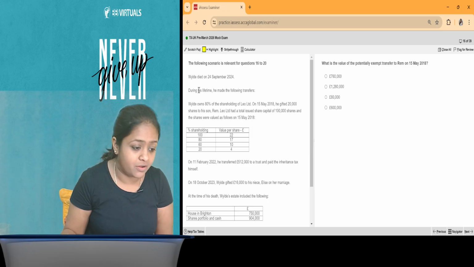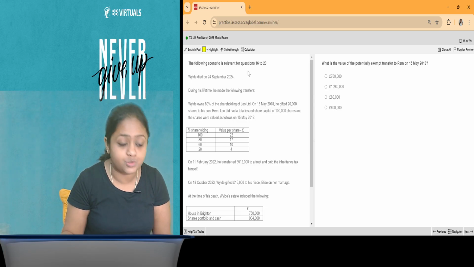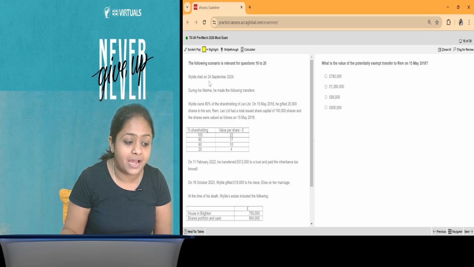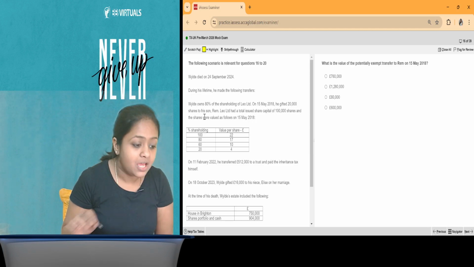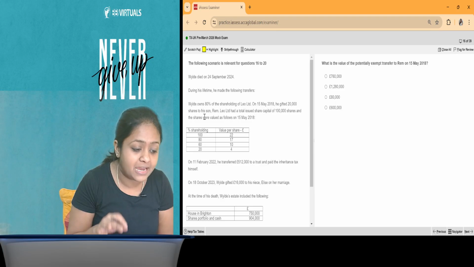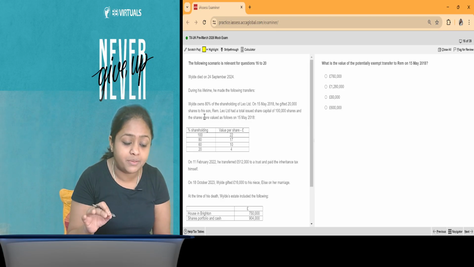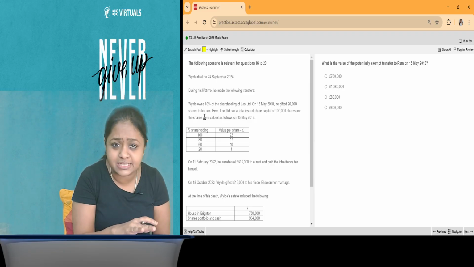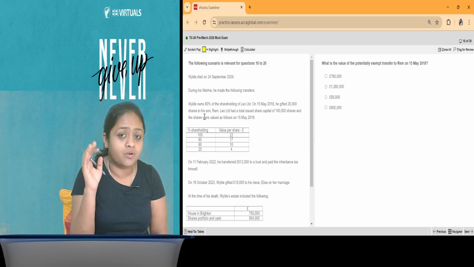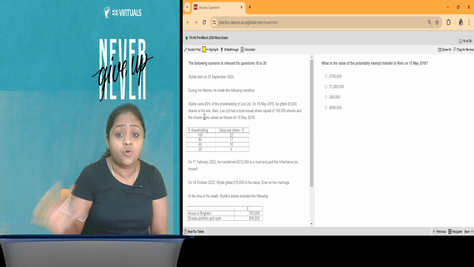So let's read the scenario first. The following scenario is relevant for questions 16 to 20. Wilde died on 24th September 24. During his lifetime, he made the following transfers. Wilde owned 80% of the shareholding of Leo Limited and so on. I'm not reading this data further. Let's read the requirement. Accordingly, we'll read that much data only.